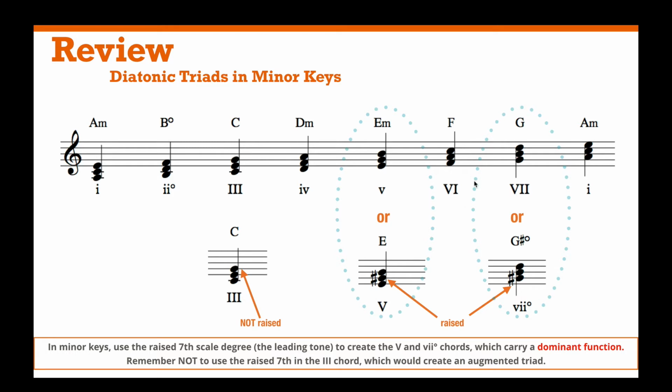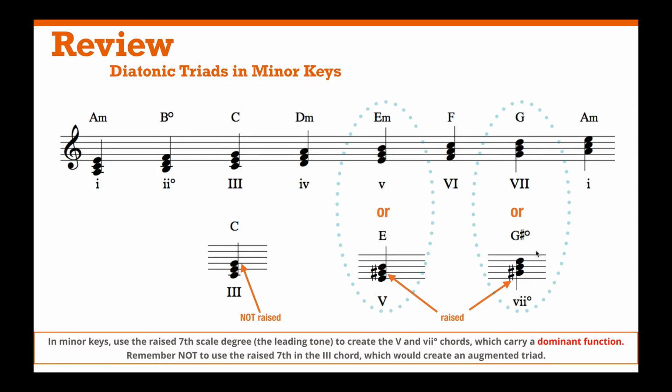The 6 triad remains unchanged. It's a major triad, F major in the key of A minor. When we get to our 7 chord, if we're using the natural minor scale, that 7 chord is a major triad. If we're using the harmonic minor scale, that 7th scale degree has been lifted up by a half step to become a leading tone, changing your 7 chord into a diminished triad, and specifically in the key of A minor, it would be G sharp diminished.